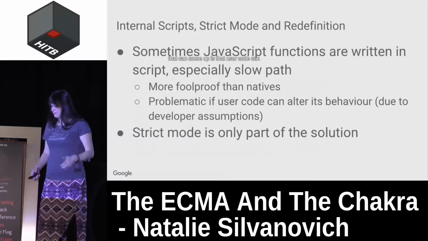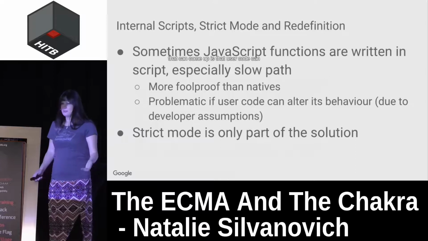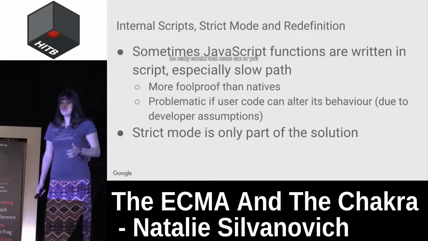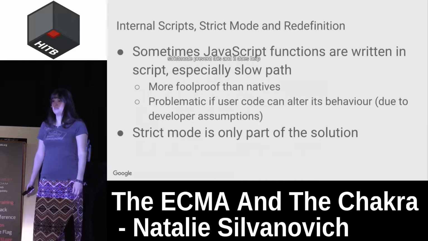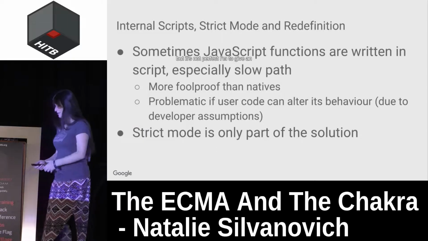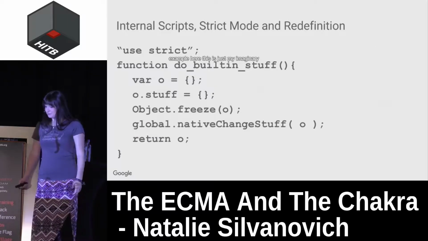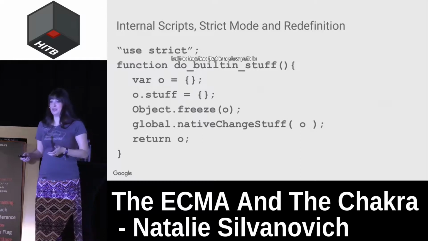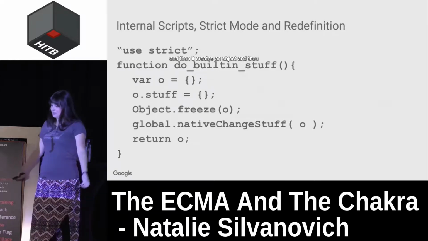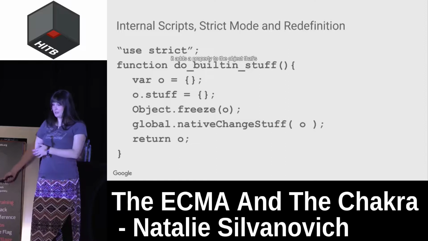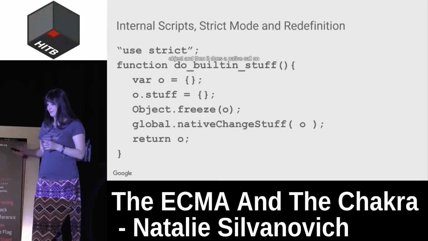It's pretty foolproof, but the one problem that can come up is that user code can sometimes alter its behavior. You have to be really careful that users can't, or you can often end up messing up memory. Sometimes script engines use strict mode to prevent this, and it does help, but it's not perfect. To give an example, this is just my imaginary built-in function that is a slow path in script. It's called doBuiltInStuff, and it creates an object, adds a property to the object that's an object, freezes the object, and then does a native call on this object O that it's created.